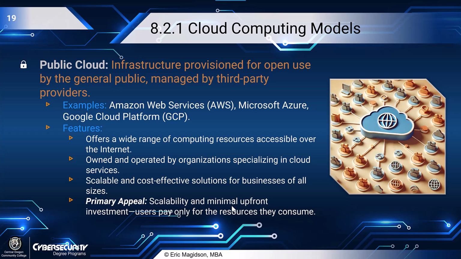So the first cloud model is public cloud. Its infrastructure is provisioned for open use by the general public. It's managed by a third party. Providers are AWS and Azure and Google Cloud. They offer a wide range of computing resources, accessible over the internet.